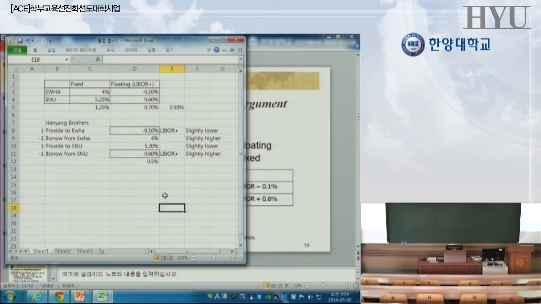I borrow money at SNU and give money to EY. But my borrowing is high, so I lose money 0.5%. But on the other hand, I borrow money from EY at 4% and I give exactly the same money to SNU at 5.2%. So I make money from that 1.2%. And I make money by this fixed transaction 1.2%, and I lose money 1.7%. Therefore, I make money 0.5% every month.